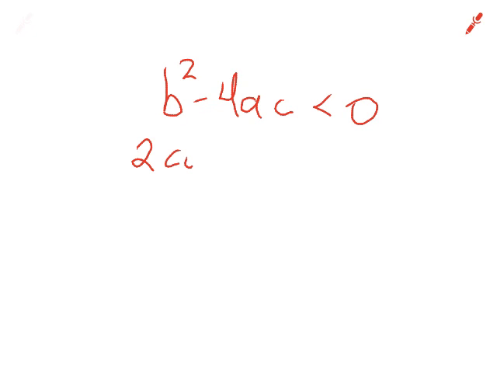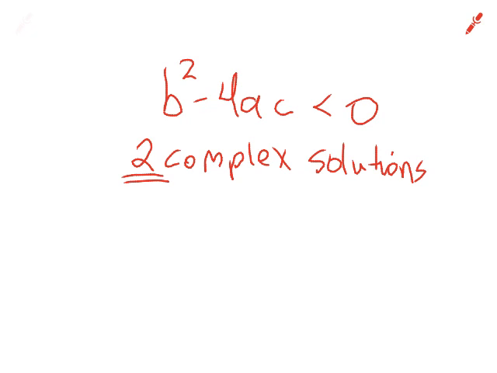The third scenario is if the discriminant is negative. So b squared minus 4ac is negative. You have 2 complex or imaginary solutions. And again, I'm going to use these words, the roots, the x-intercepts, the zeros. These are all the same things. By the way, complex solutions always come in pairs. You can never just have 1 complex solution. You'll always have 2.